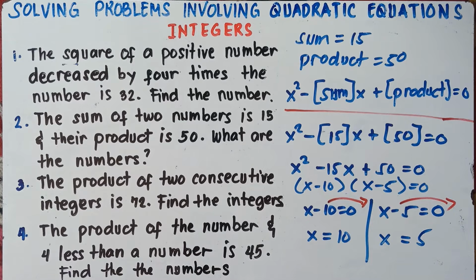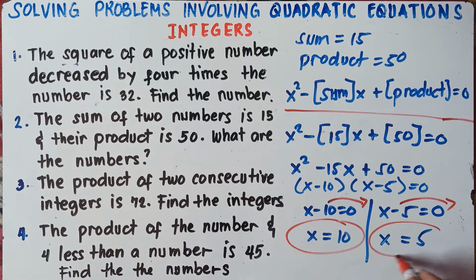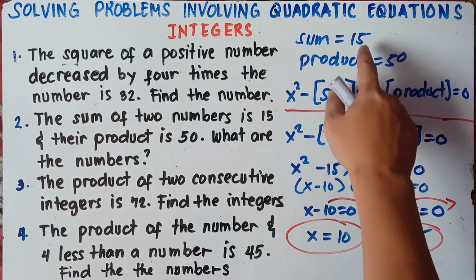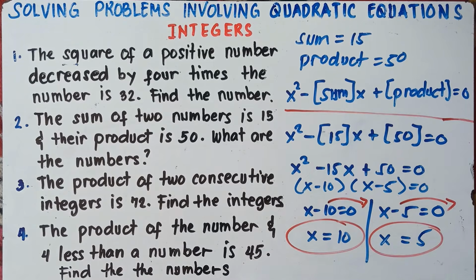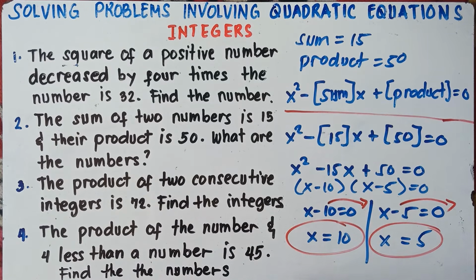That's it, class. These are your answers. Since our answers are both positive, therefore, we select these two answers. So the two numbers are 10 and 5. So let's check. If you add, you get 15, 10 plus 5 is 15. The product is 50. 10 times 5 is 50. That's correct, class. That's the answer for number 2.